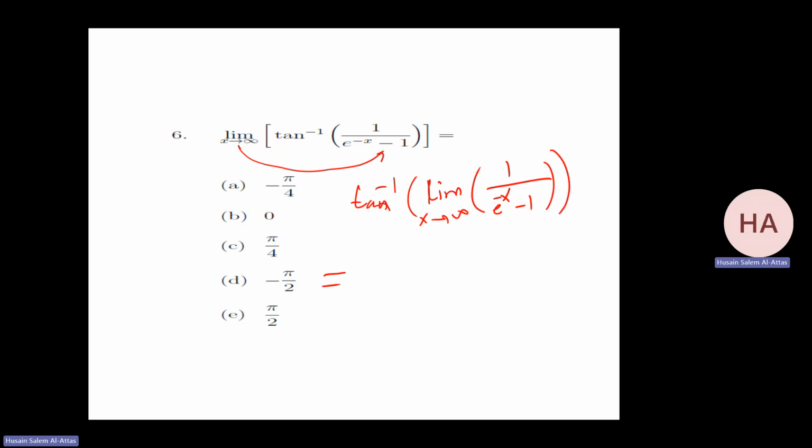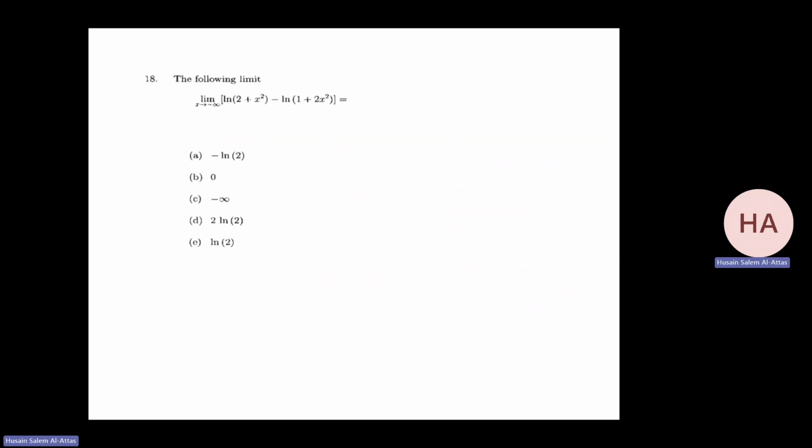That will be what? Now, if you apply the limit, I know that this goes to what? It will be e to the minus infinity, which is 0. So I have 1 over 0 minus 1. That gives me tan inverse of minus 1, which is what? Minus pi over 4. That will be the answer.